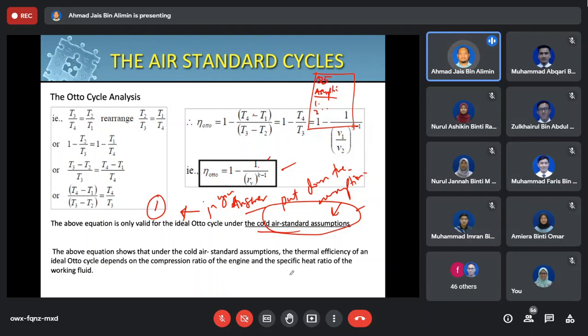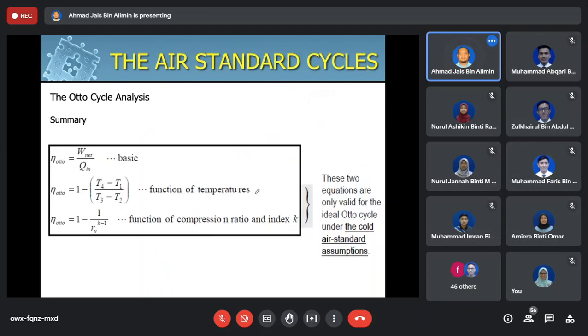Okay, the thermal efficiency of an ideal cycle depends on the compression ratio and the specific heat ratio of the working fluid. So it depends on r and also the value of k. Since you are dealing with air, you are looking at the properties for air. So this is a basic summary of this one. This equation is valid for the cold air standard assumptions.